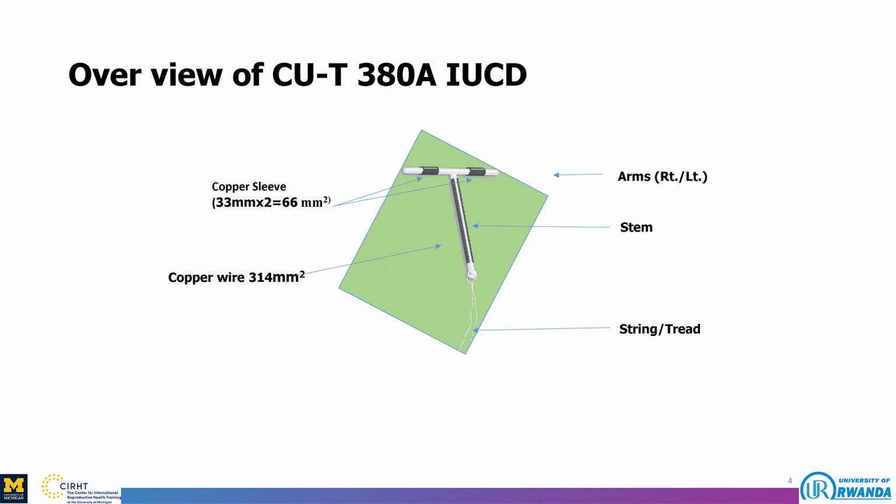Let's look at an overview of the copper T380A. Like you are seeing on the screen, you can see we have the copper itself. The copper T itself is shaped like a T, and when you look closely, you will see the sleeves. The copper sleeves, which I have already explained, is measuring approximately 33 millimeter times 2, that is 66 millimeter cubed. And it also have the arms at the right and the left side of each part of it. And of course, you see the stem and the string lying low below. The copper wire is about 314 millimeter cubed, like I explained previously.